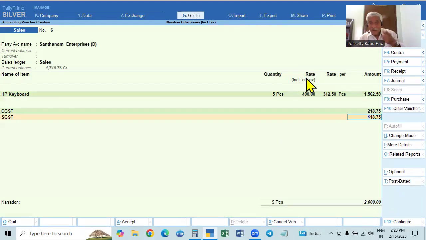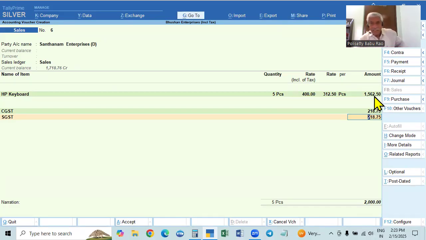This is the rate inclusive of tax for each item. 400 into 5, 2000 rupees is the total price. So the total price, including tax, is divided into taxable value, which is the amount without tax. Then on the taxable value, we calculate tax and show it separately, because this is to be paid to the government. If you do it totally for 400 rupees, how much do you have to pay to the government?